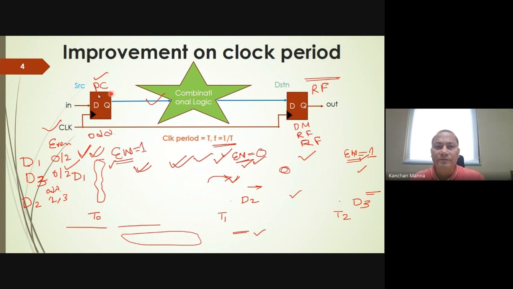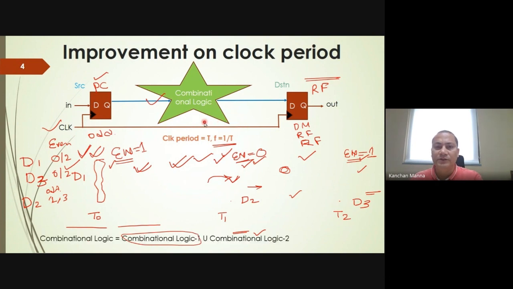If you remember, here we have a D flip-flop, and we are sending the input to the combinational logic. That means some processing component, right? After the processing, it is storing the output. These two D flip-flops are driven by a clock. Using this principle, we find the clock period. Here in this case, it's T, and we want to minimize this T.